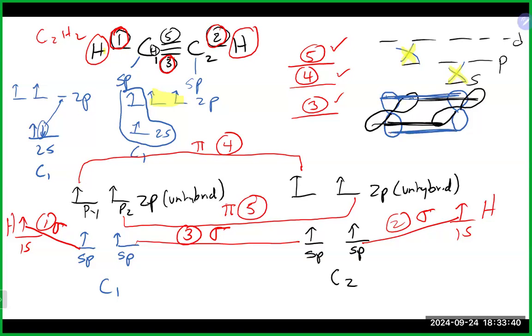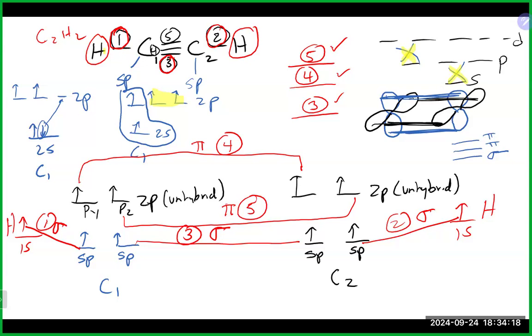So you have these two unhybridized p orbitals in each of the carbons doing this sideways overlapping of those orbitals above and below the plane of the bond, and that's going to create two pi bonds. So a triple bond is essentially made up of one sigma bond and two pi bonds. And again, the pi bonds are coming from those unhybridized p orbitals. Any questions on that? No.